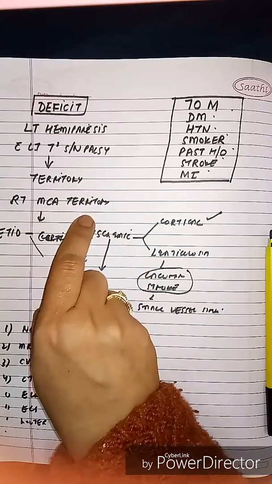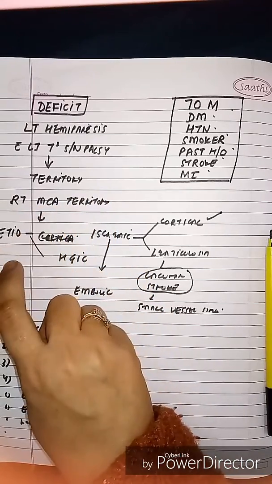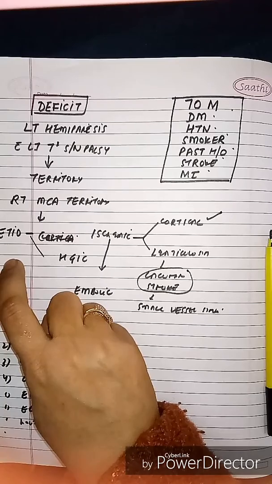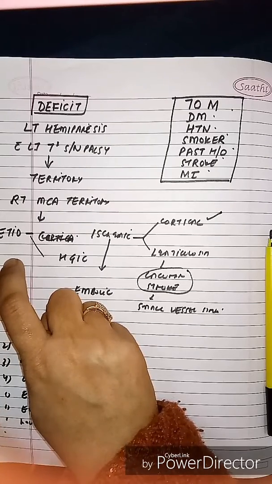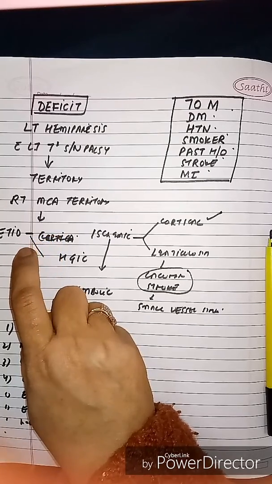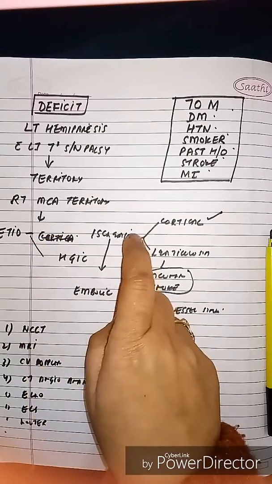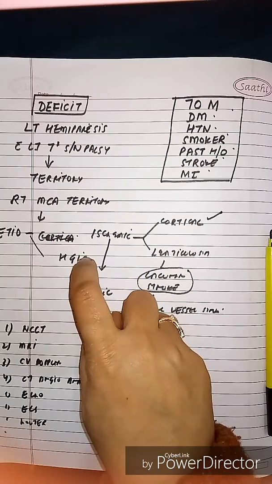Okay. After writing the territory, you will write the etiology. Etiology you will be able to make out after you get the imaging. For example, after you write the territory, you will advise NCCT head, which will tell you whether it is an ischemic stroke or hemorrhagic stroke.